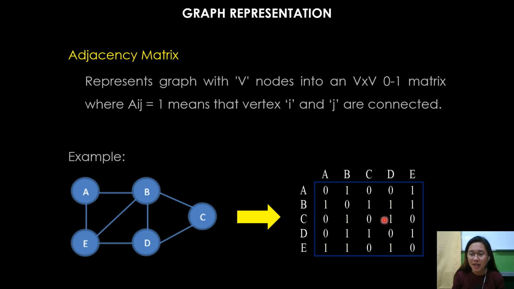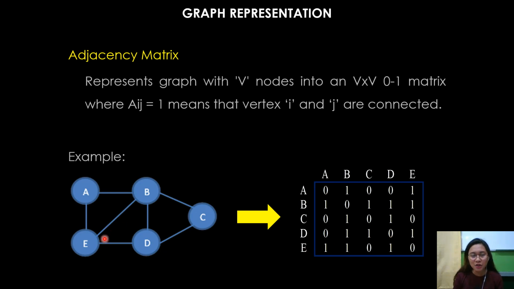C to D, it has a connection. C to E, it has no connection. D to A, it has no connection, but D to B, it has a connection. D to C, it has a connection. D to D, which is a self-loop, it has no connection. And D to E, it has a connection.